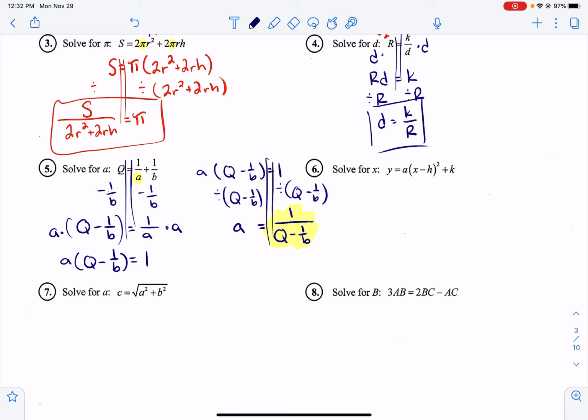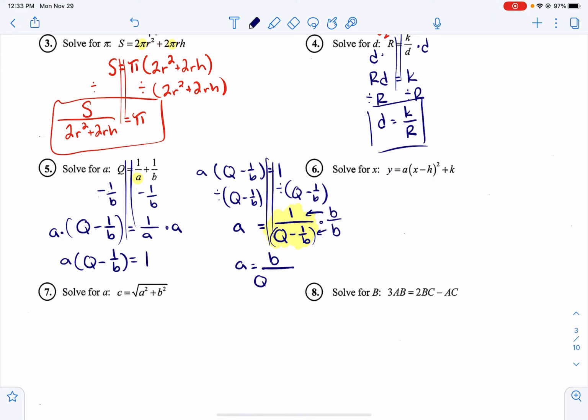But typically, they don't like having fractions in fractions. And the trick to get rid of this one, right now I have b on the bottom of a fraction in the bottom of a fraction. So if I were to, on this right-hand side, multiply the top by b and the bottom by b, technically I'm just multiplying by 1, so I'm not changing my answer. But what that does is the top becomes 1 times b, which gives me b. And when I multiply the bottom by b, I've got to distribute it to everything.